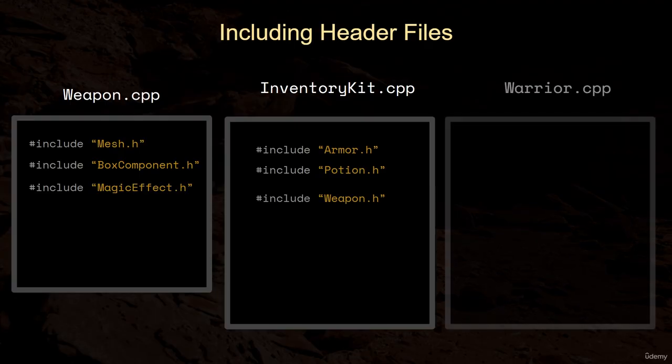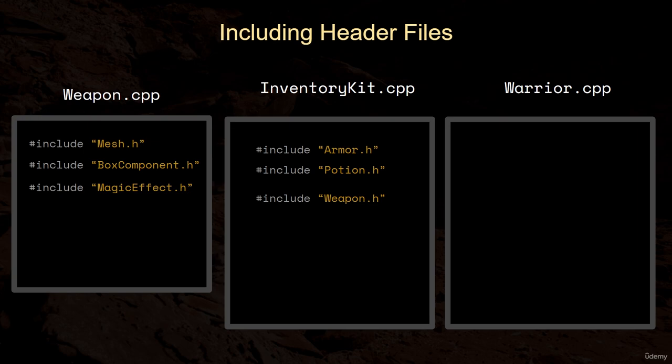So when we get to our warrior class, our warrior can forward declare inventory kit so that it doesn't need that header file in warrior.h. We can simply include it in warrior.cpp. And by doing so, we only get the code in inventorykit.h, which does not include mesh, box component, or magic effect. On top of that, it doesn't include armor or potion. So we're only including a single header file for inventory kit without all the other code that we didn't even need to use in warrior.